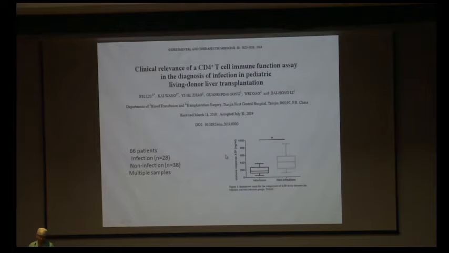66 patients were enrolled, 28 had infections, and 38 did not have infection. They took samples at multiple time points, even before detection of infection. So again, preemptively, one can know whether to modulate someone's immunosuppression.